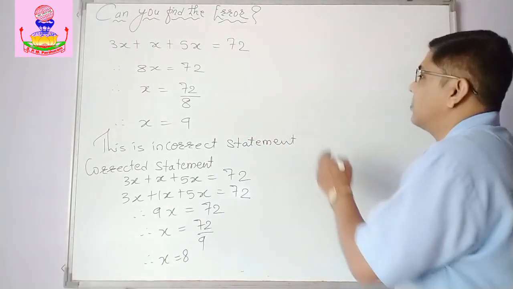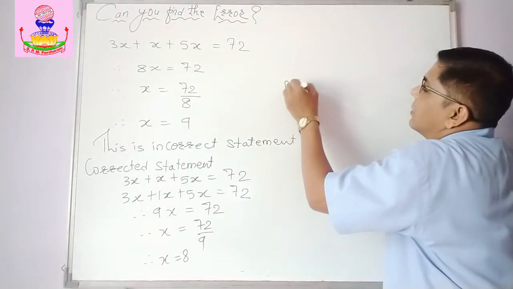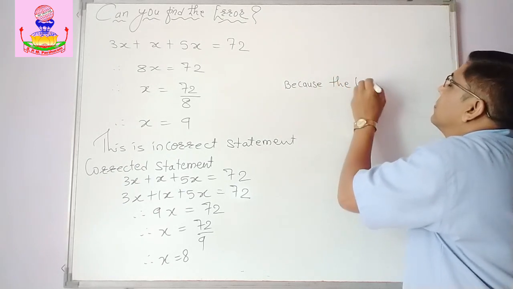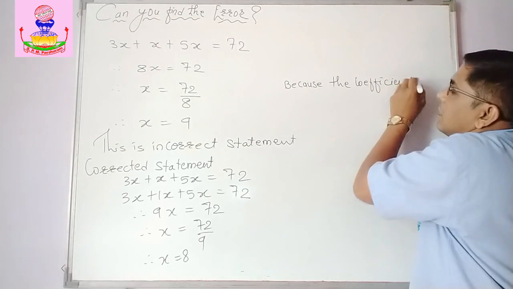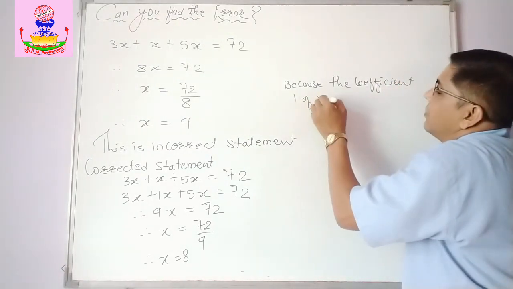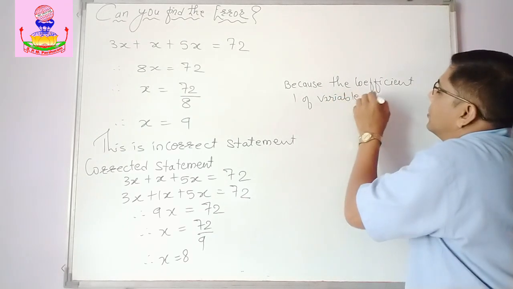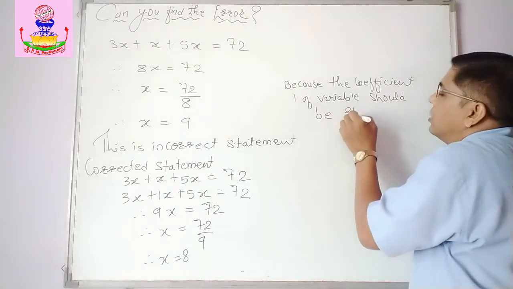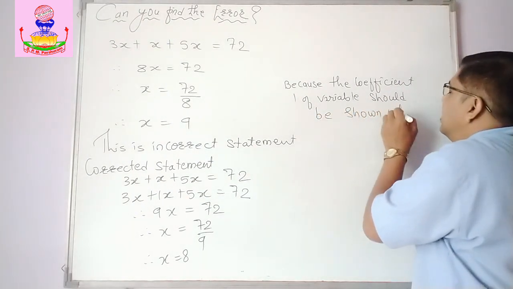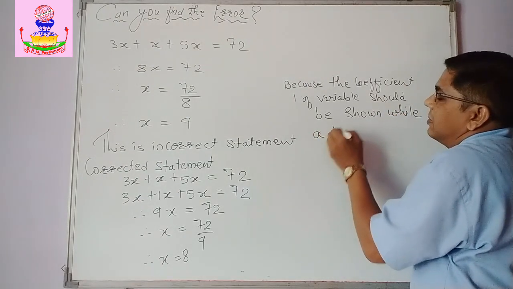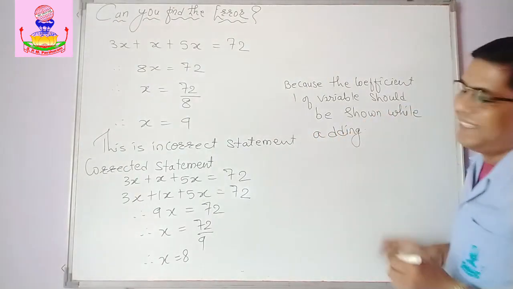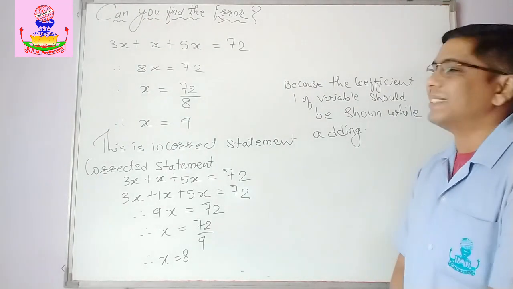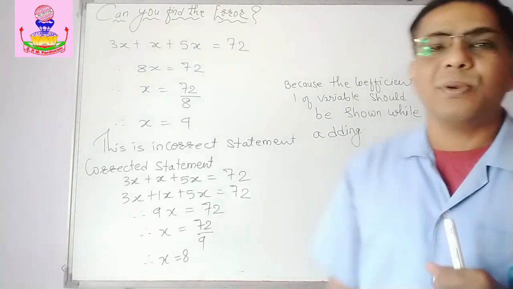Now why is it the corrected statement? Because the coefficient 1 of variable x should be shown while adding, right? And if you show that, you will not make this error. I hope you understand. Now let's go to the next example. One more example.